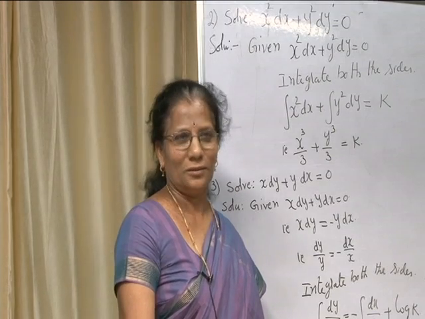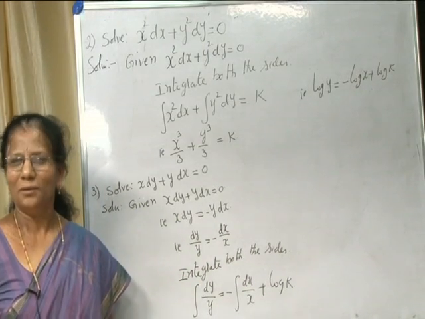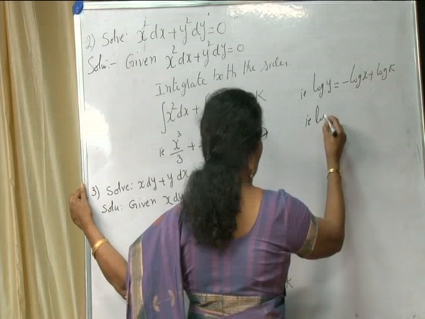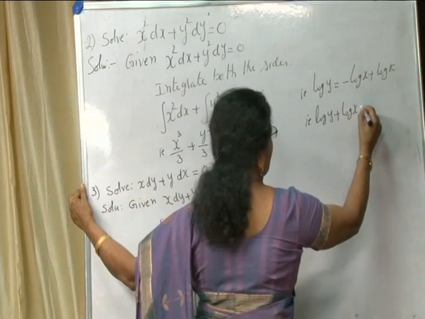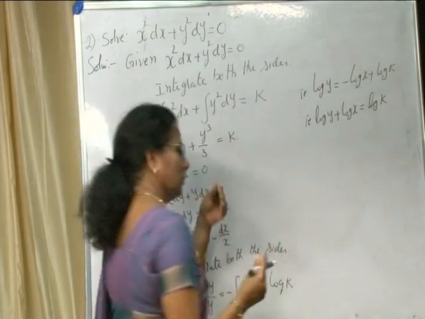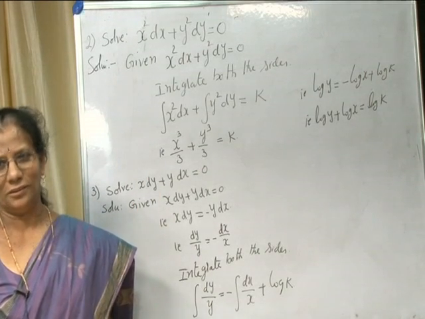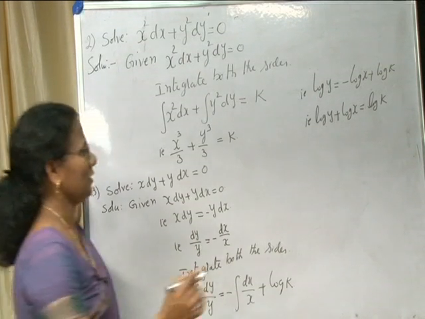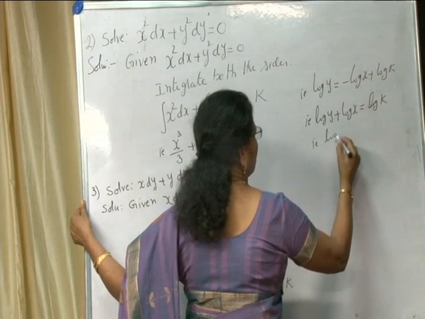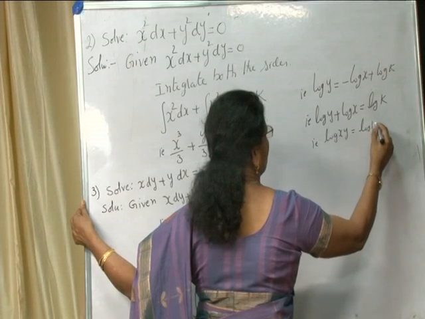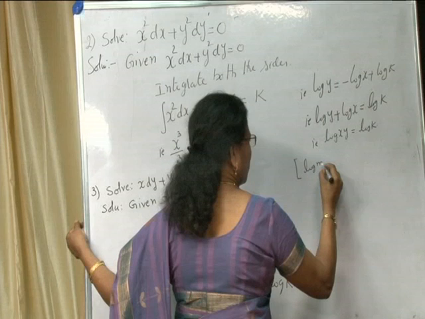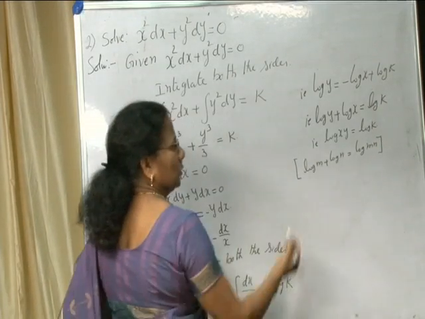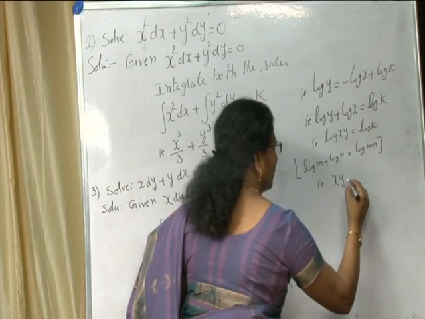Even if you take k, there is no mistake, you will get full marks, you need not worry about that. But you can do the further simplification. That is, log of y plus log of x is equal to log of k. You know that log m plus log n, you have studied in your previous sums, log m plus log n is equal to log of m into n. So both sides log is there, xy is equal to k.